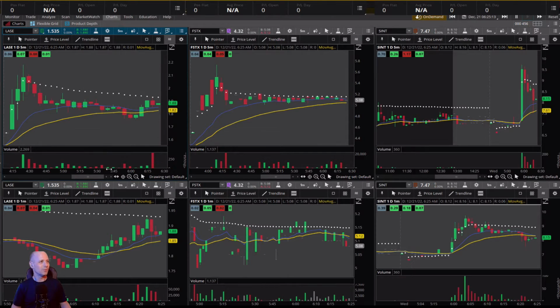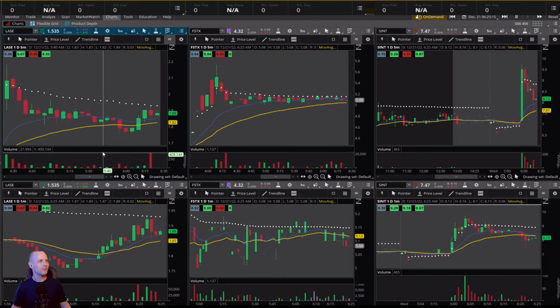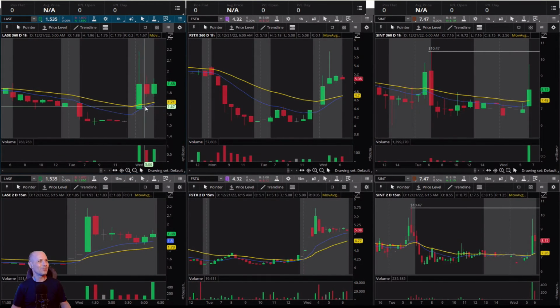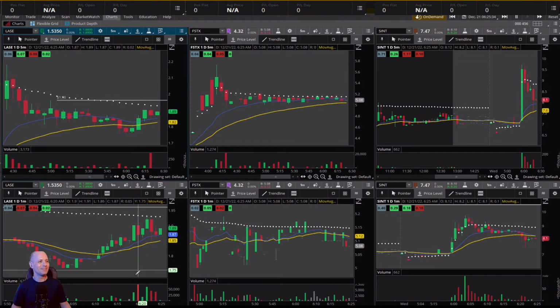Let's take a look at what exactly I would want to see off of LASE in order to take a trade on it. Looking at the larger time frame first, we have hourly inside bars here. So it's a bounce on the 15-minute. We had a little lower high on the 15-minute there. This is a cheaper stock, trading below $2. Not my favorite, but still potential. So I'm going to be watching.